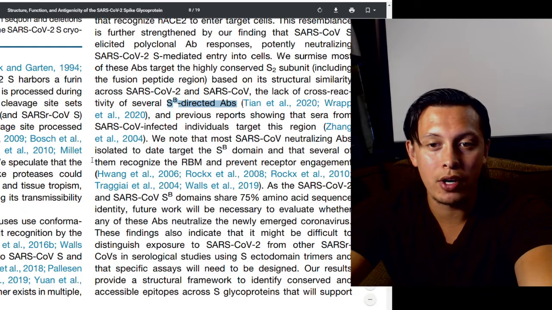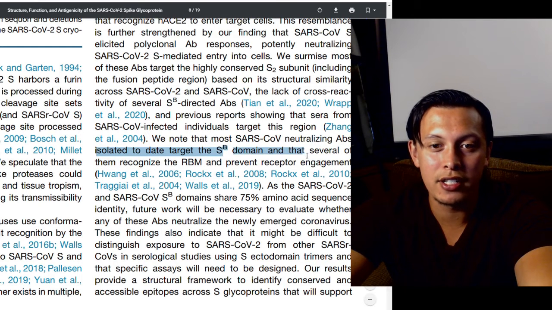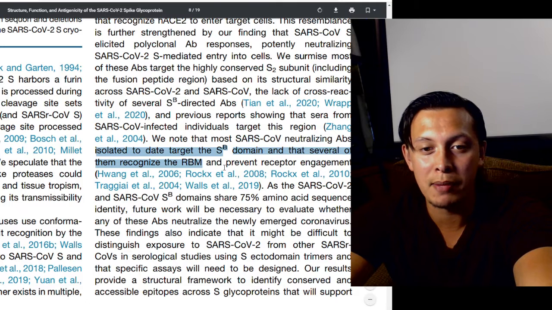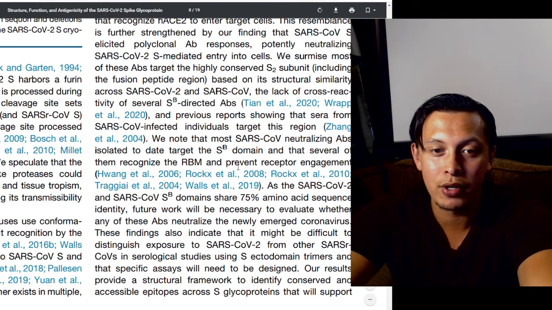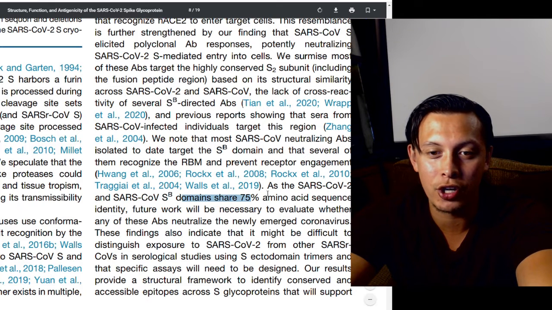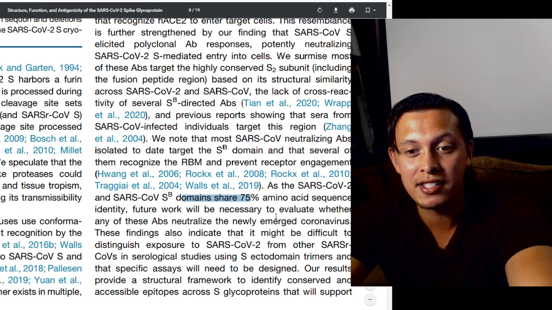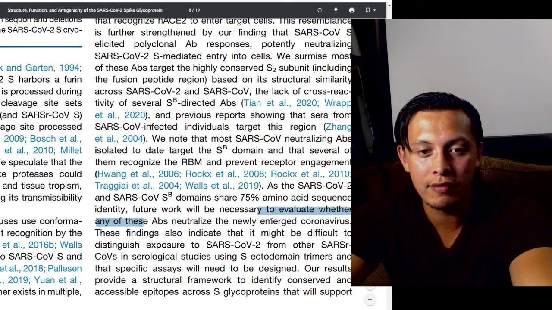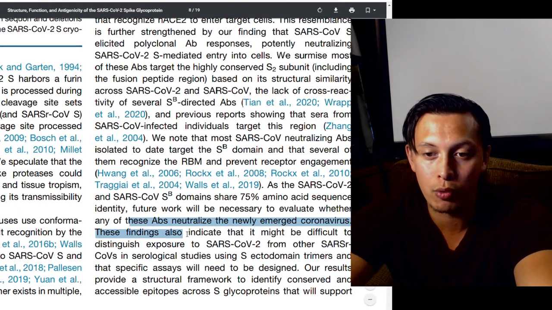Continuing, we note that most SARS-CoV neutralizing antibodies isolated to date target the SV domain, and that several of them recognize the receptor binding domain and previous receptor engagement. As the SARS-CoV-2 and SARS-CoV SV domains share 75% amino acid sequence identity, future work will be necessary to evaluate whether any of these antibodies neutralize the newly emerged coronavirus.